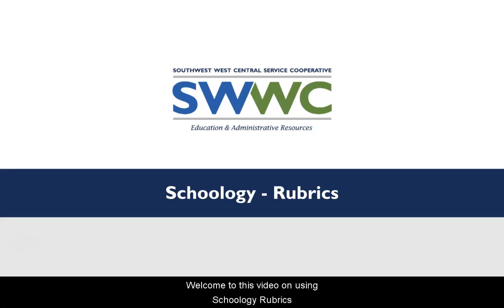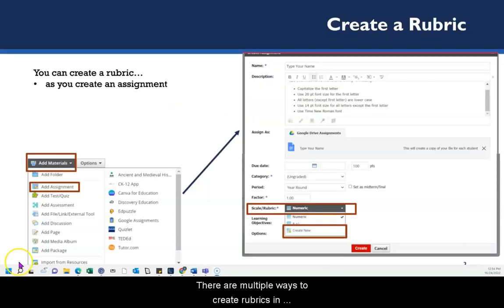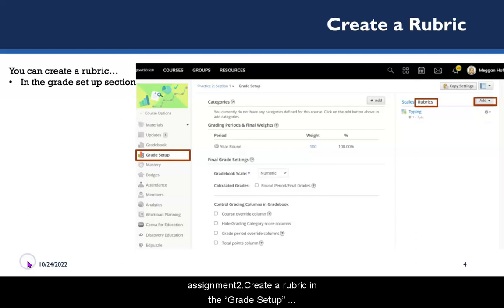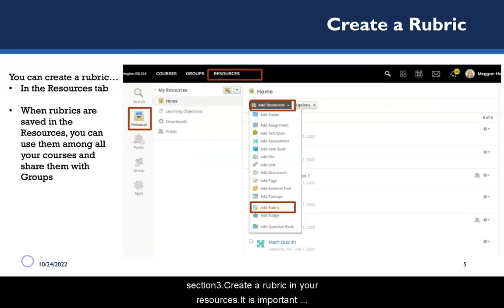Welcome to this video on using Schoology Rubrics. There are multiple ways to create rubrics in Schoology. 1. Create a rubric as you create an assignment. 2. Create a rubric in the Grade Setup section. Or 3. Create a rubric in your resources.